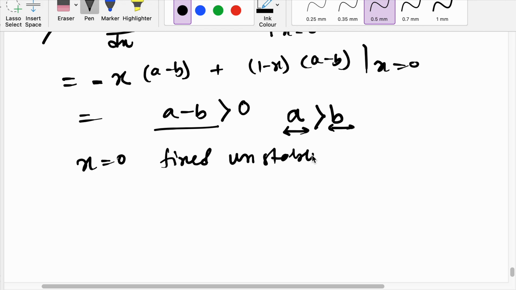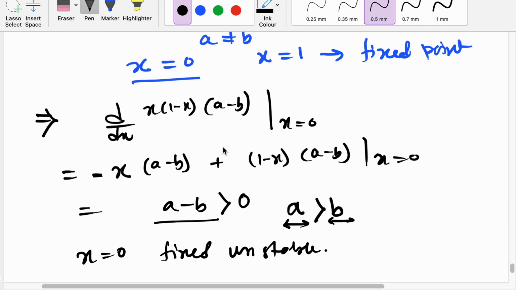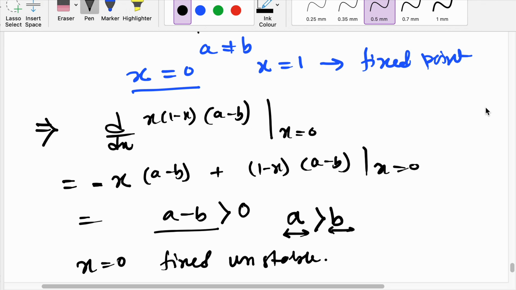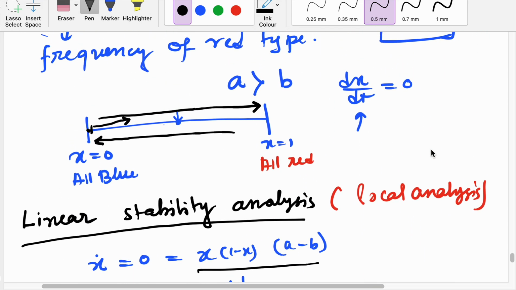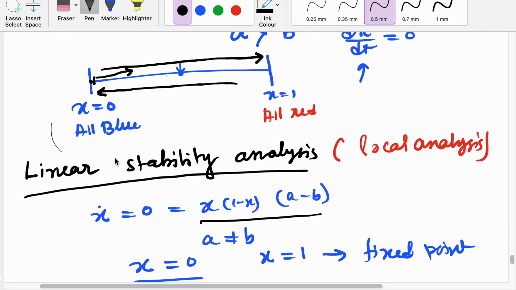Stable. So that means if there are all blue individuals, and now I take one blue individual and, instead of that, I put one red individual. Now you see that since the population is not stable, the population will continuously go away from this all blue state. So that means the selection will not favor the x equal to all blue state.